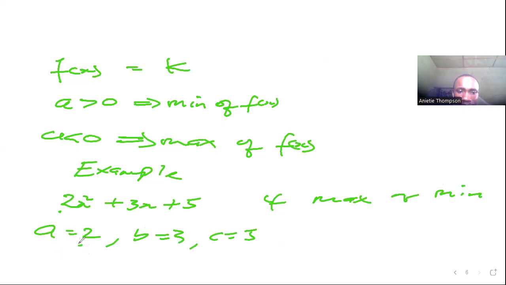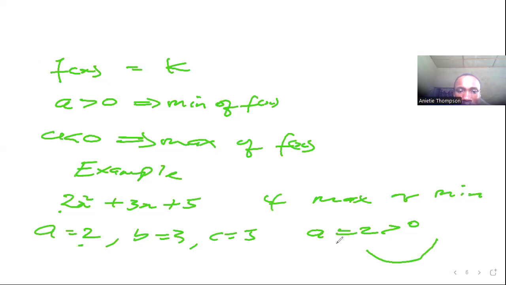Now, the a here, which is 2, is greater than 0. From the function, a is equal to 2, and 2 is greater than 0. Therefore, the function here will provide the minimum. The curve will turn this way. So now I can get the value of x at that point where the curve will have that value.